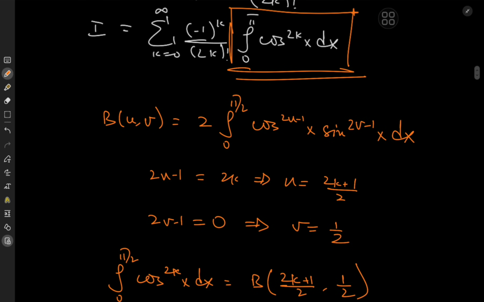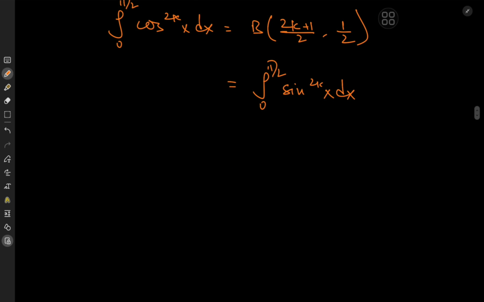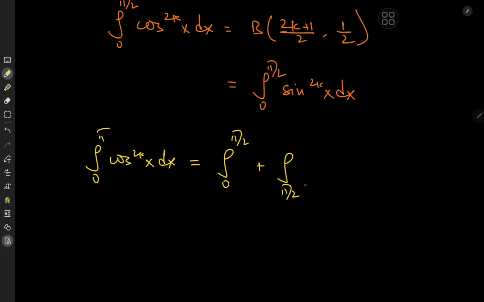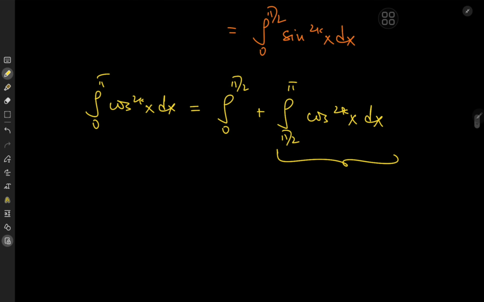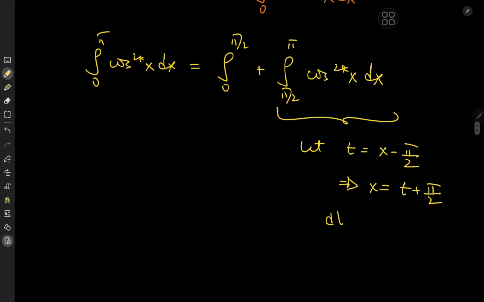But wait a minute, our target integral was evaluated from 0 to pi, so let's return to that. We have the integral from 0 to pi of cosine to the 2k of x dx, which we can break down into one integral from 0 to pi over 2 and the other from pi over 2 to pi of cosine to the 2k of x dx. Now I'd like the limits for the second integral to be 0 and pi over 2. So I'm going to perform a transformation, letting t equal x minus pi over 2, which just means x will be equal to t plus pi over 2. And this is cool because we have dt equal to dx, and the limits transform the way we need them.